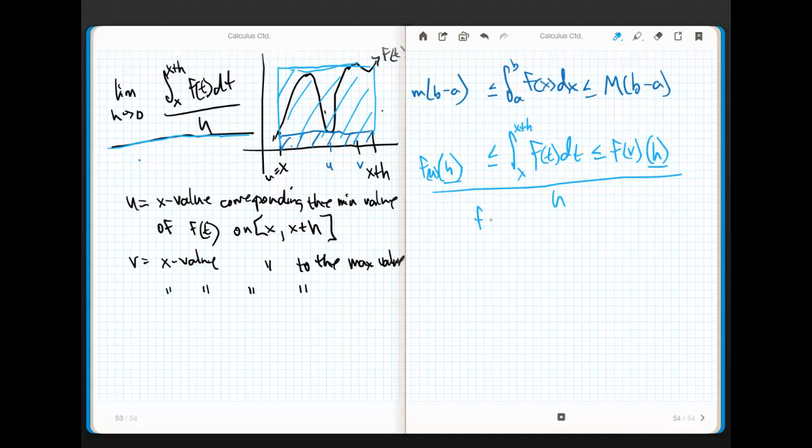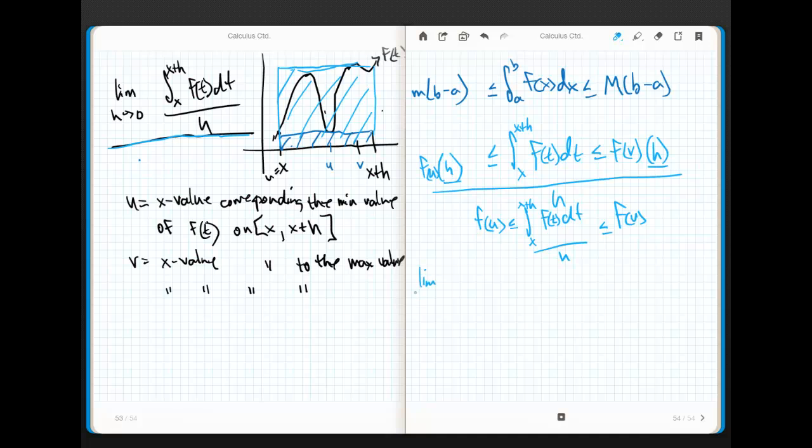If I get that, then doesn't f of u have to be less than or equal to the integral from x to x plus h of f of t dt divided by h, which is going to be less than or equal to f of v? It's got no choice. True? All right, sweet. Now let's look at something.